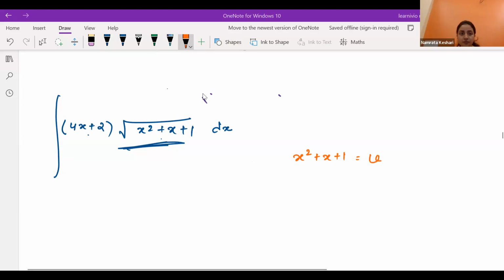Yeah. So we'll be taking this as a u. If you want, you can take it as a u square also, because under root is there. So if you are comfortable with under root, fine. We'll be taking it as a u only. So what we'll be getting from here? We will be getting, after differentiation both sides, 2x plus 1, right?